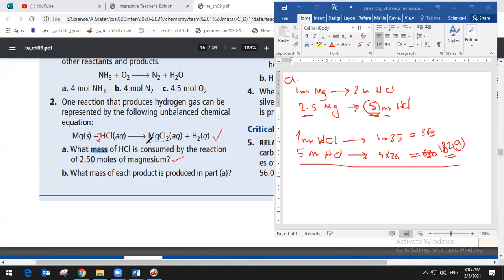That means we need to find the mass of MgCl2 and H2. Okay, that means if we have 5 moles of HCl, how many grams of MgCl2 will be produced and how many grams of H2 will be produced? Who can work on this? Okay, question, guys.